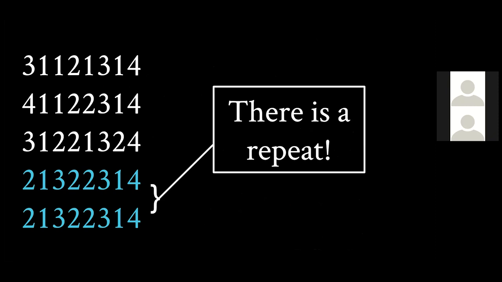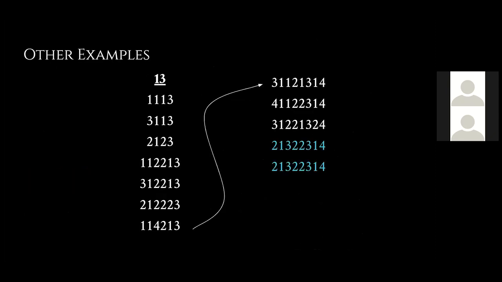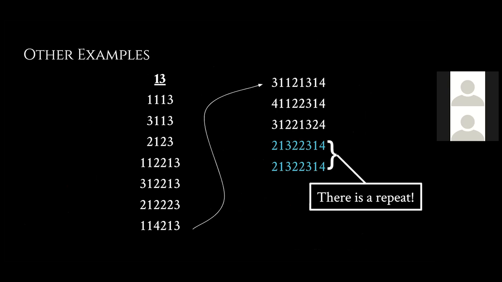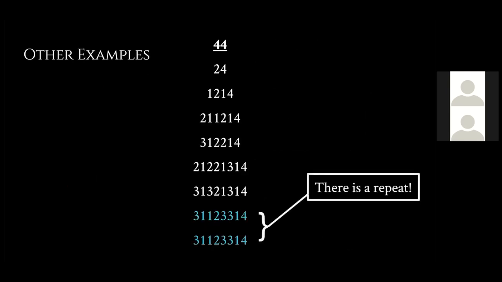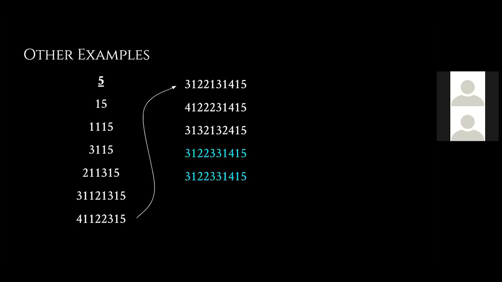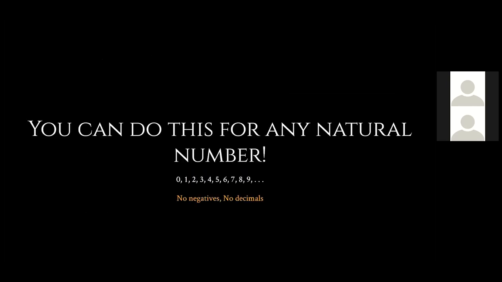So this is when we say we end the sequence, because otherwise you're just going to get a long list of the same term over and over. So when there's a repeat, we just say we end it. And here are just some more examples. Here's 13. We see it'll end with that repeat. Here's 44. We say it ends with that repeat. And here's 5. Again, it ends with that repeat. So you can do this for any natural number, 0 and on, as long as they're whole numbers and they're not negatives.